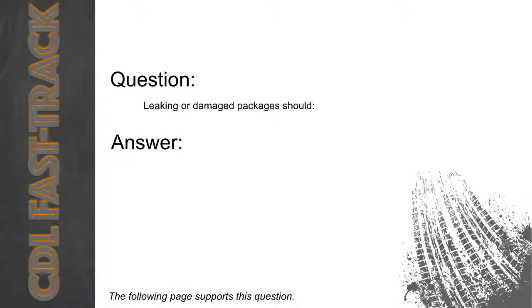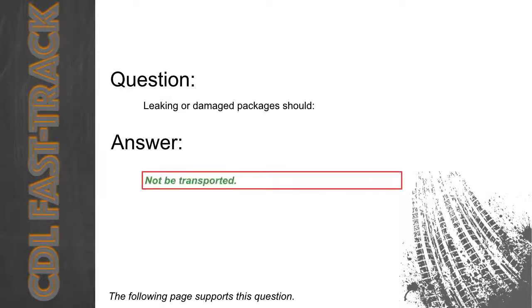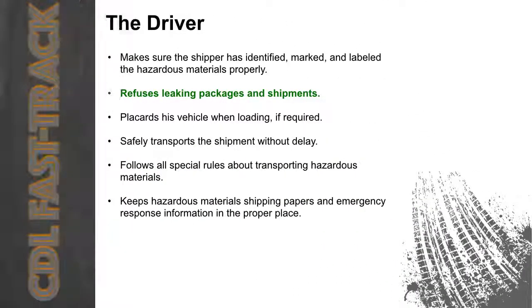Leaking or damaged packages should be refused. The driver must make sure the shipper has identified, marked, and labeled the hazardous materials properly. The driver refuses leaking packages and shipments, placards his vehicle when loading if required, safely transports the shipment without delay, follows all special rules about transporting hazardous materials, and keeps hazardous materials shipping papers and emergency response information in the proper place.